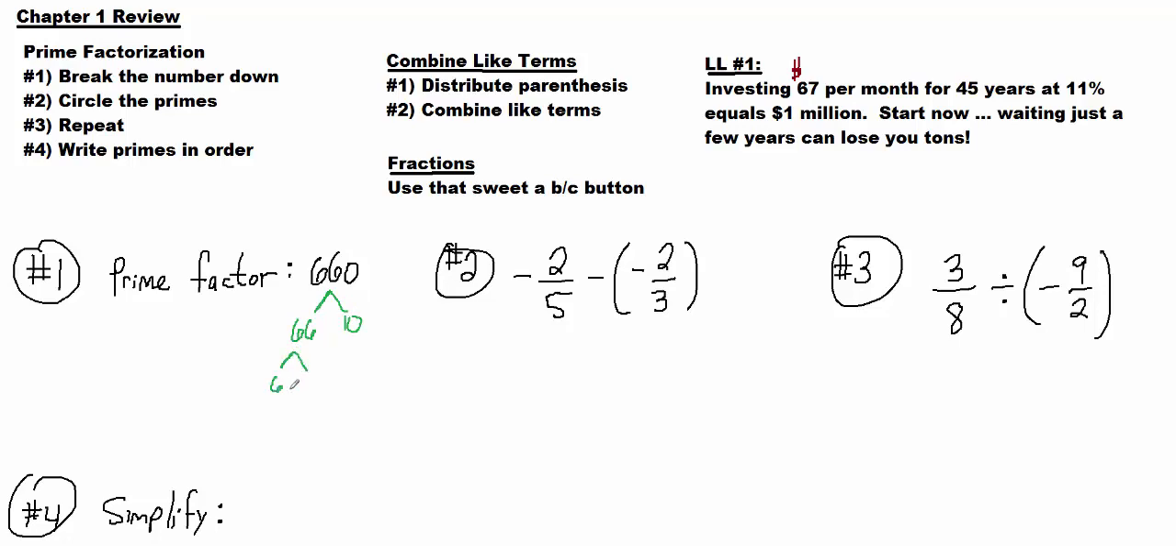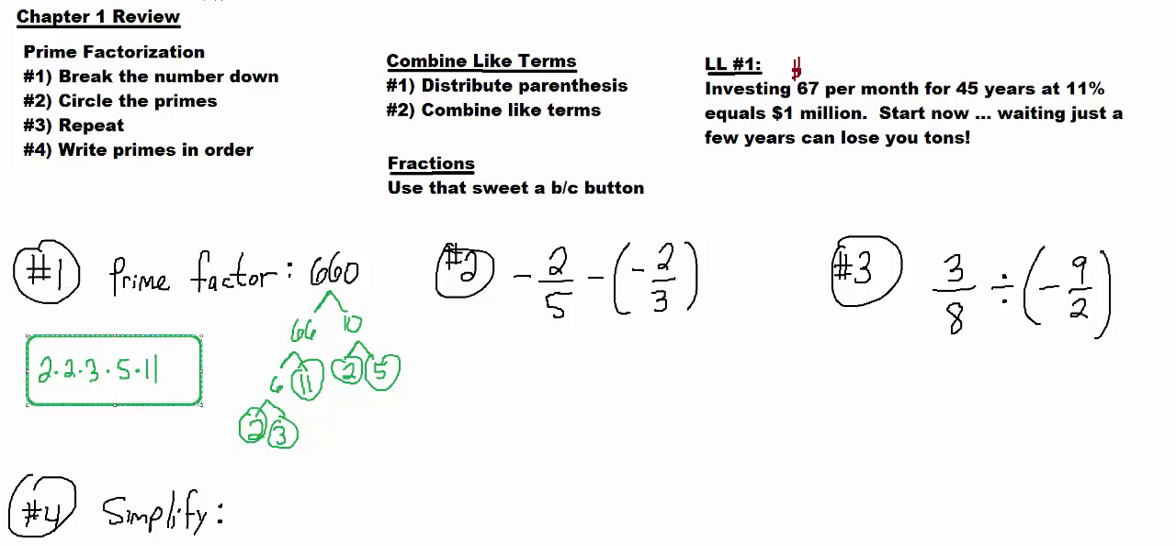After that, I see 6 and 11. 11 is prime. That doesn't break down anymore. 6 breaks down into 2 and 3, and those are both prime. And 10 is 2 and 5. We'll want to then write those in order. So it would be 2 times 2 times 3 times 5 times 11. That's how you're going to do question number 1 on the final exam.